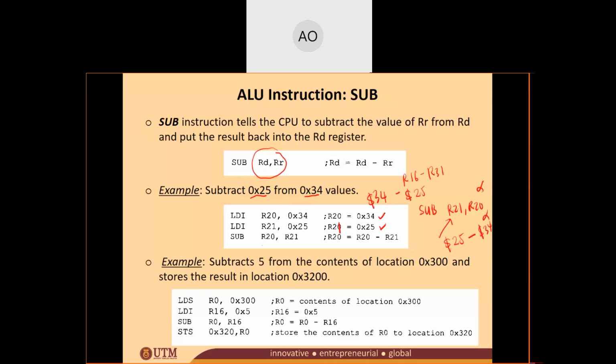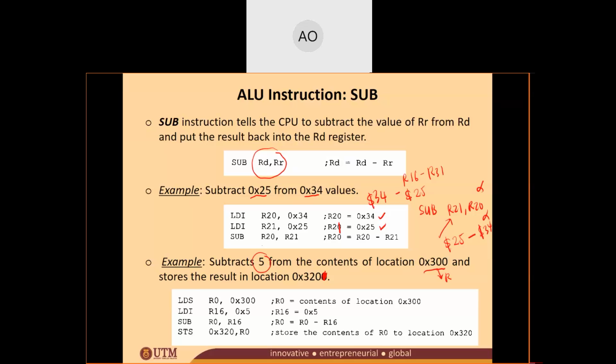Okay, so let's look at another example here. You are going to subtract 5 from the content of location 300 and store the result in location 320. Buang yang ni satu, you just discard the extra zero kat belakang tu. So what are you going to do? You're going to subtract 5 from the content of address 300. The 5 is the immediate value, and 300 is the location in RAM.